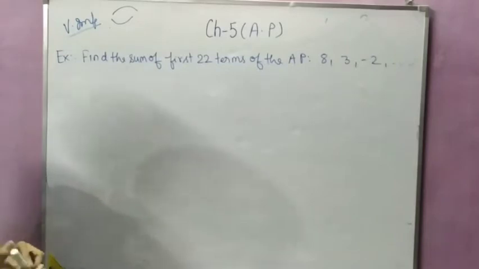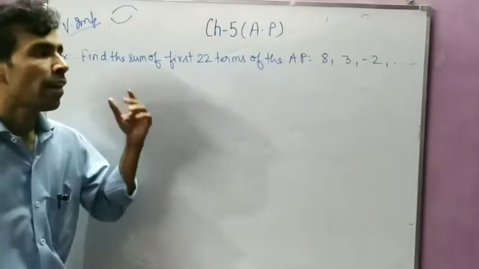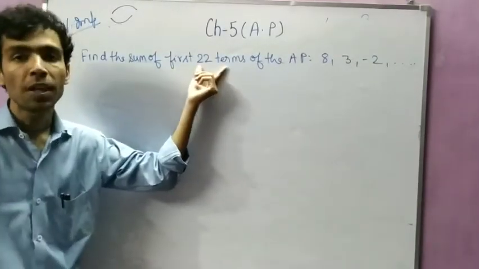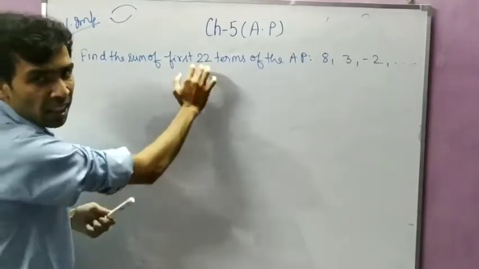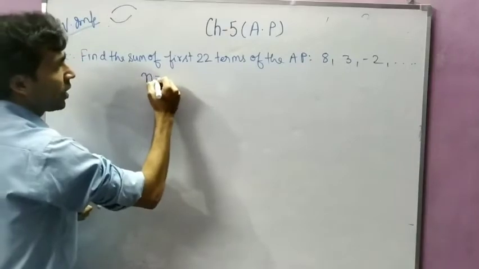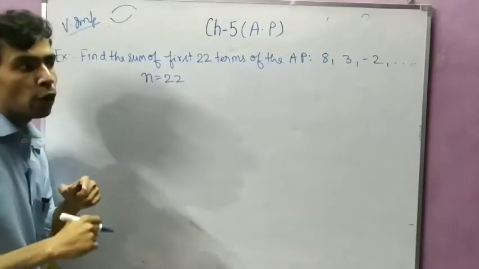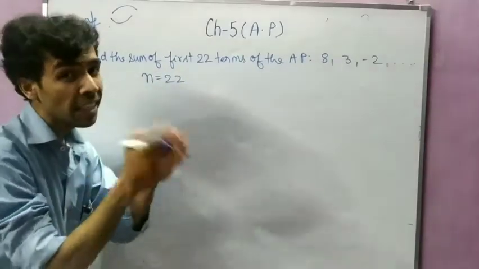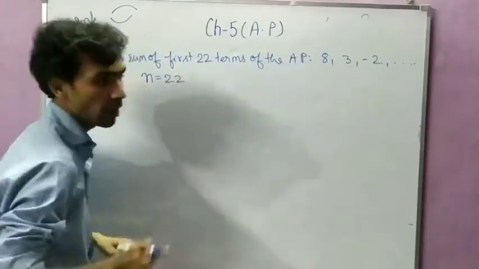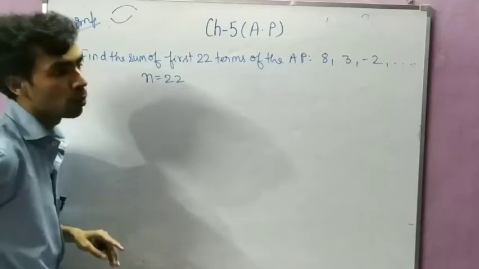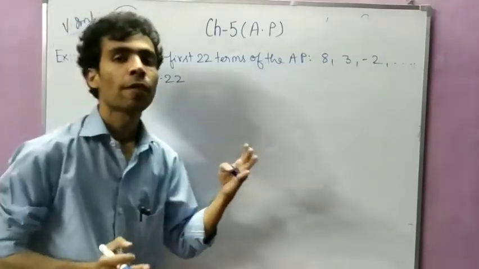So in the question, what you have to do is find the sum of the first 22 terms. It means in place of n, there is 22, so n equals 22. Because in the formula I told you the sum of first n terms, and here it is given as first 22 terms. It means up to 22 terms we have to find the sum.